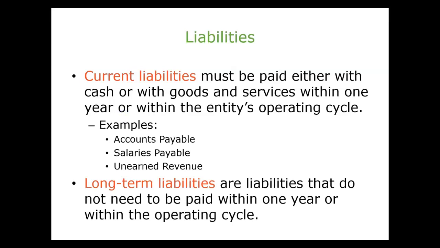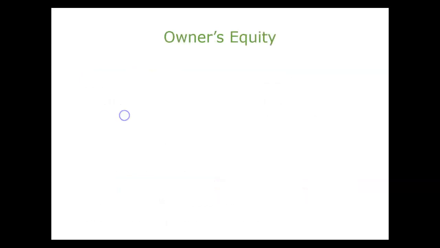Long-term liabilities are liabilities that do not need to be paid within 1 year or within the operating cycle. So long-term liabilities would be things like a mortgage on a building. Where we go to a bank and get financing, we borrow money so that we can purchase property or land. Most of the time, those mortgages are anywhere from 10, 15 to 30 years. That makes it long-term. We're not going to pay it within a year.